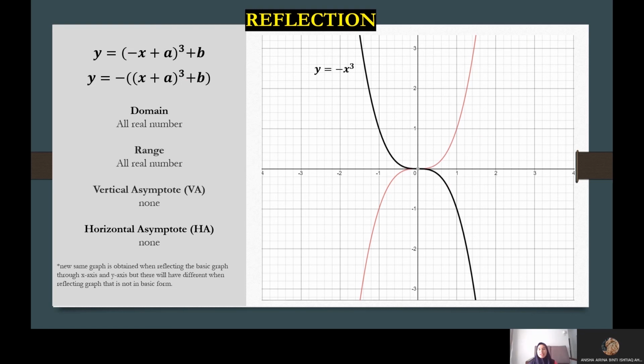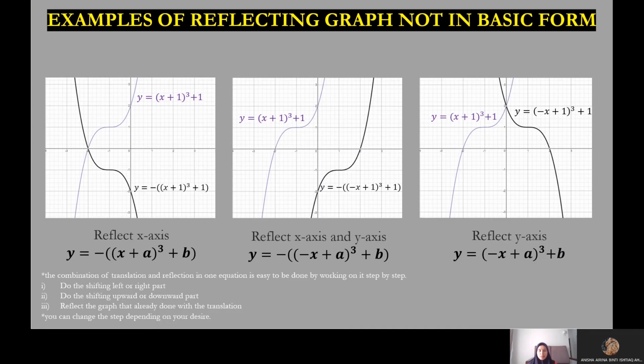When the negative sign is at x only, we reflect the graph through the y-axis, and when the negative is for the whole equation, we reflect the graph through the x-axis. Okay, example of reflecting a graph that is not in basic form.